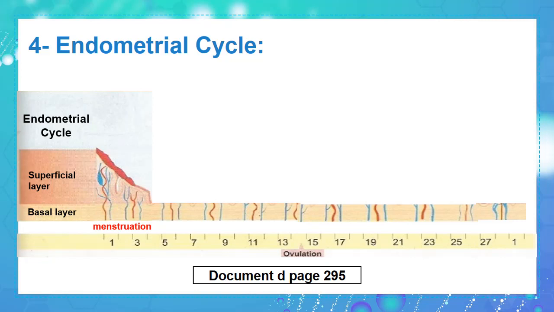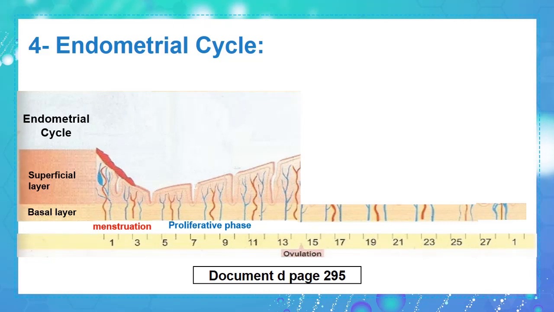Then after menses, the endometrium begins to thicken again due to the proliferation of the basal layer cells. That's why this phase of the endometrium is referred to as the proliferative phase. During the proliferative phase, uterine glands begin to enlarge and the endometrium becomes richly supplied with blood vessels.